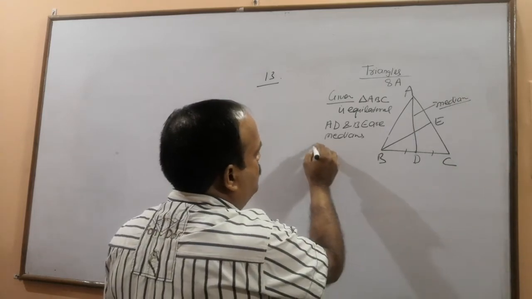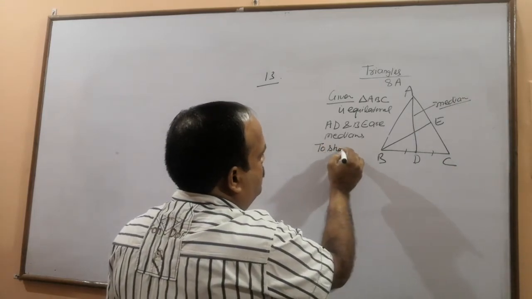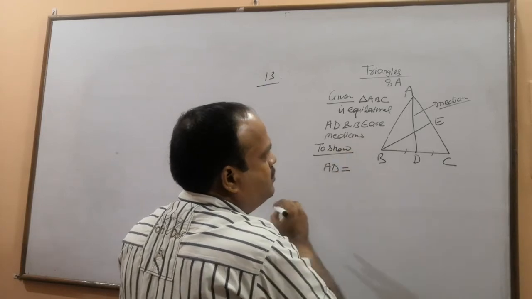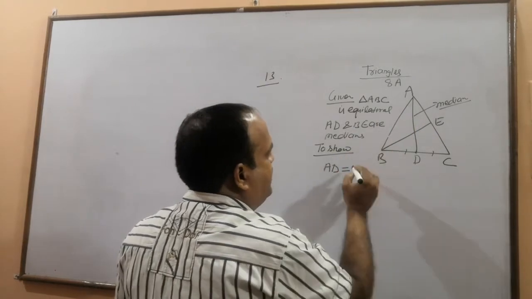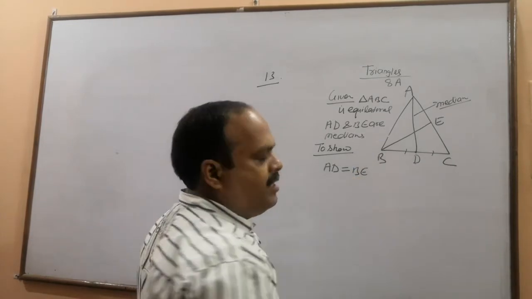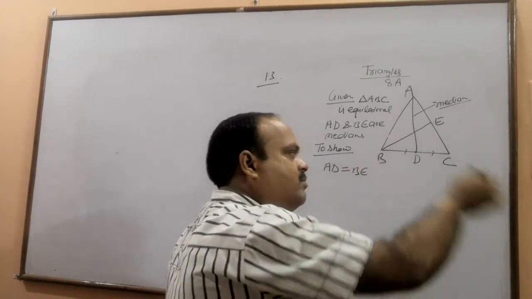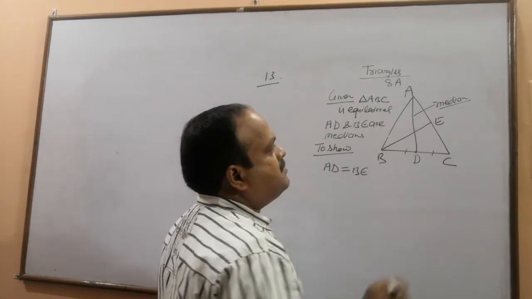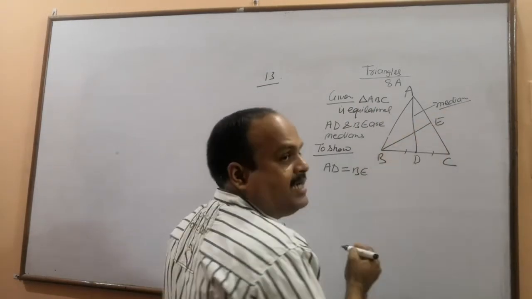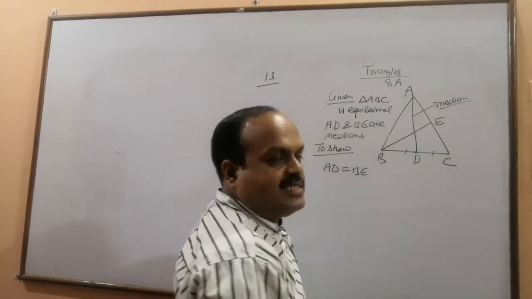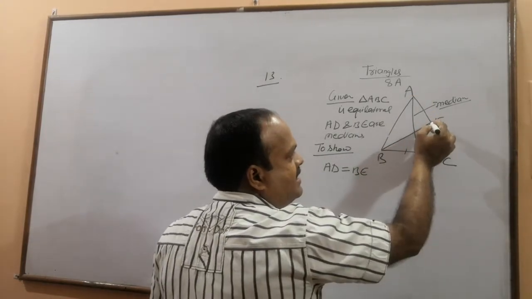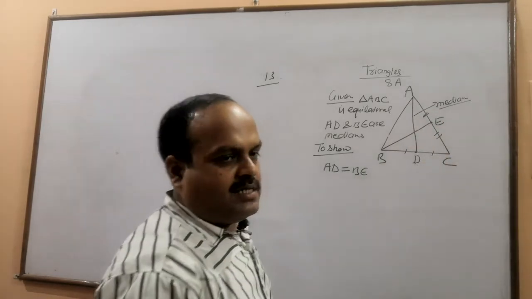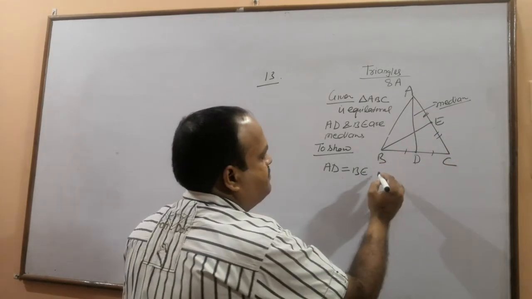To show AD equals to BE. If you want, you can have one more, but I don't draw. So since this is median to the base AC, therefore as I said, this will be the midpoint of the base AC. Proof.